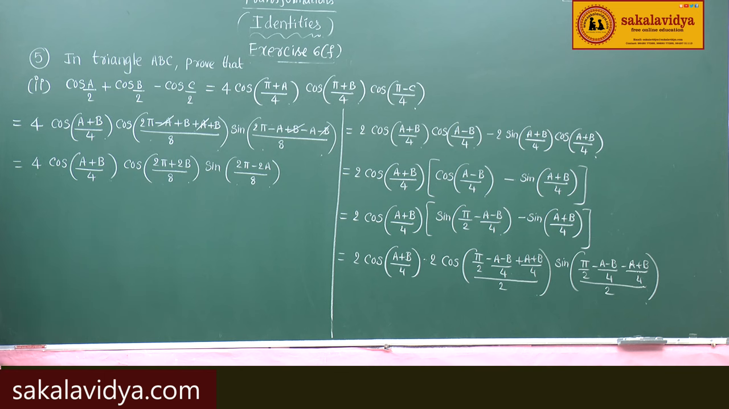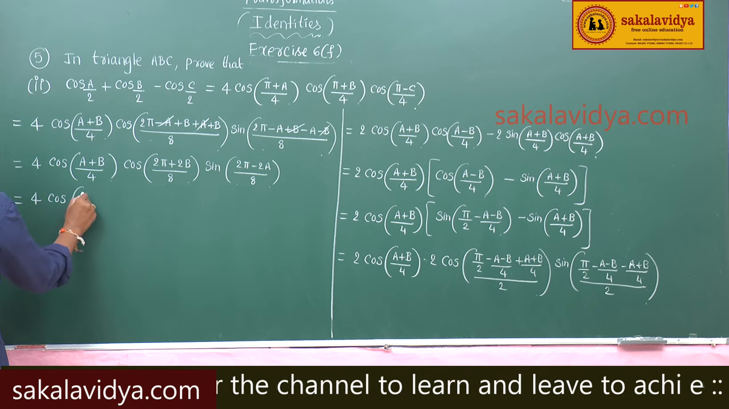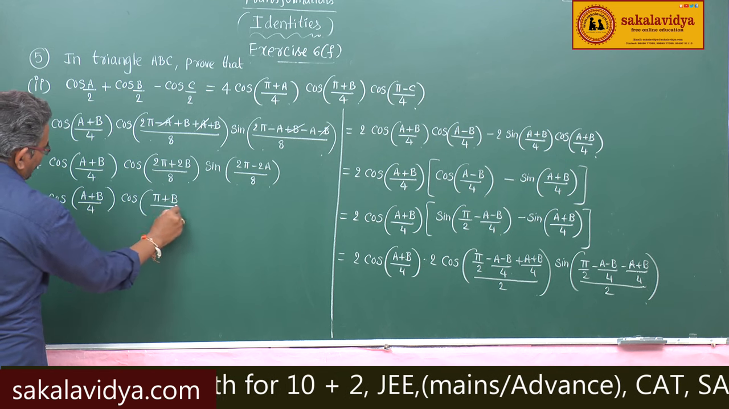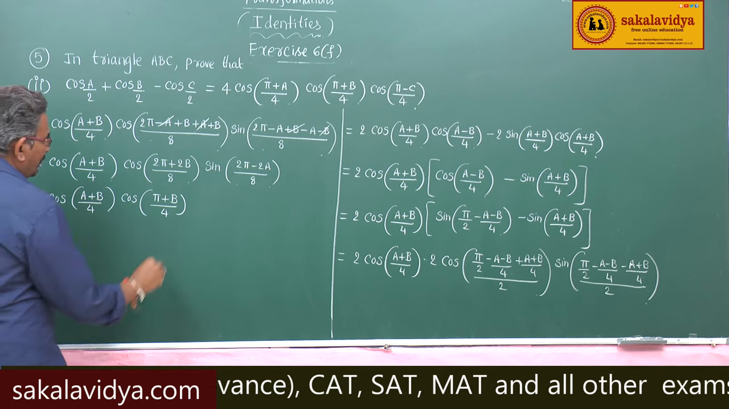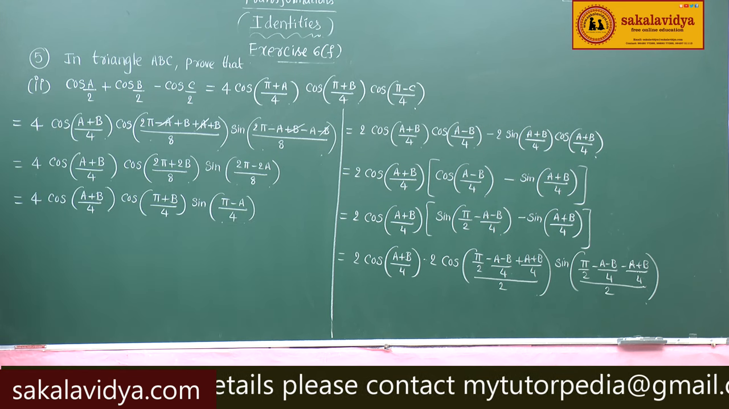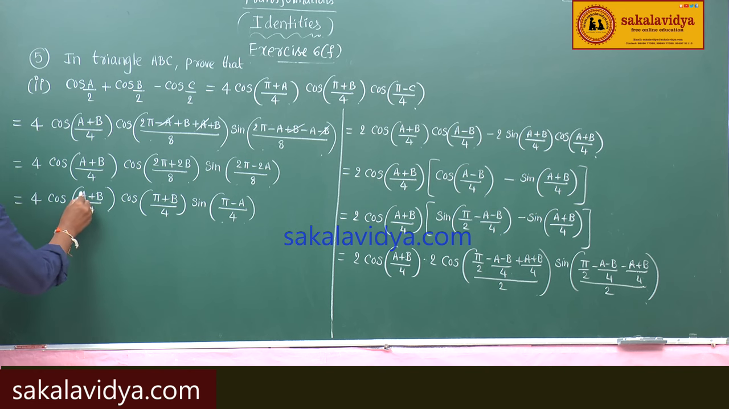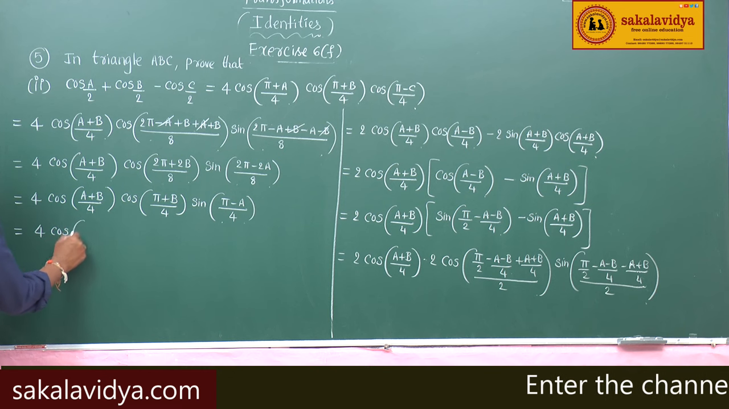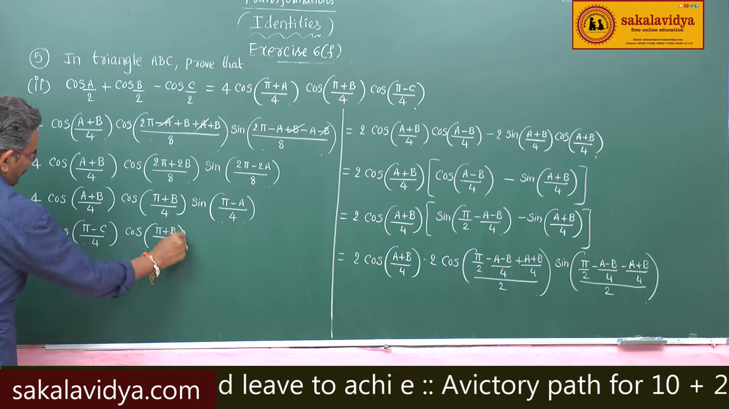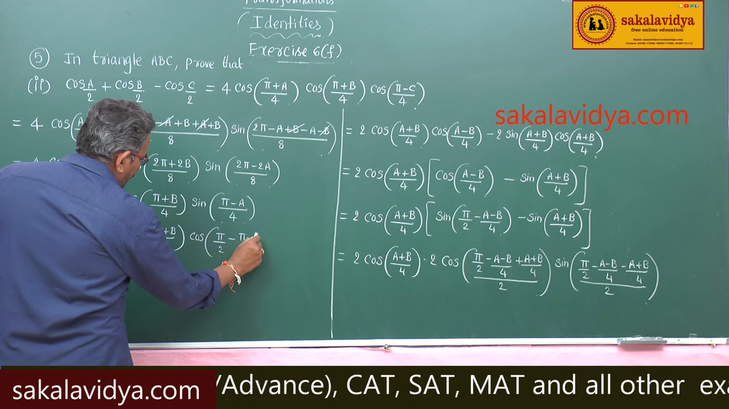Okay. This is 4 cos of (A+B)/4 and cos of (π+B)/4, because 2 is common. This will be sine of (π−A)/4. Okay. Now we have to change the values. Here A + B is equal to, we can write π − C. The 4 cos of (π−C)/4. This cos of (π+B)/4. But sine must be changed in terms of cos. This is cos of (π/2 − (π−A)/4).